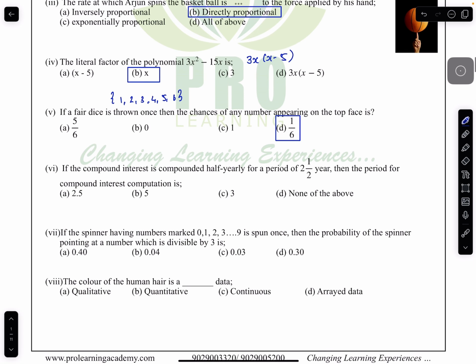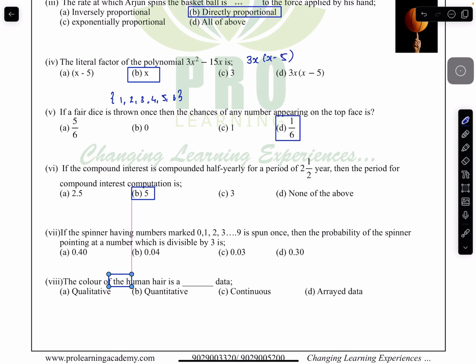If the compound interest is compounded yearly for a period of 2.5 years, then the period for the compound interest computation, it is asking us period. For example, if the question says the compound interest for 2 years and it is compounded yearly, in 2 years there will be 2 periods of 1 year each. If it is half yearly, 6 months is defined as 1 period. So in 2.5 years, we will have 5 periods. So our correct answer is 5 periods.